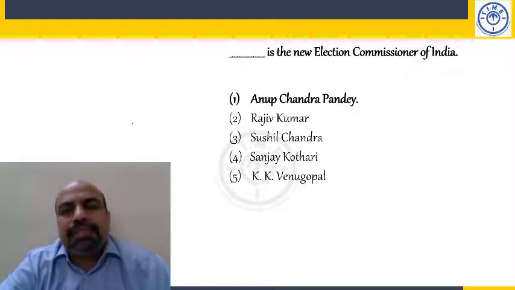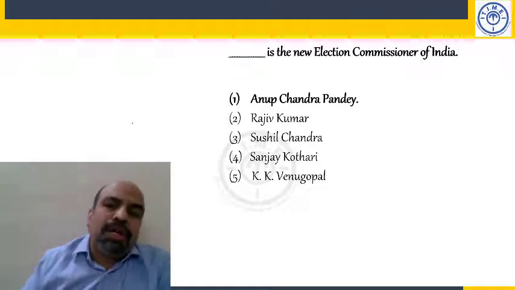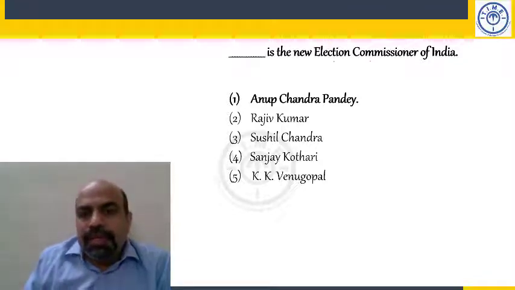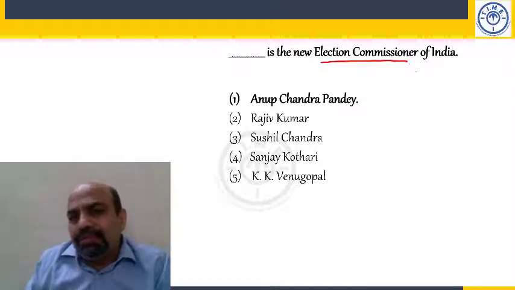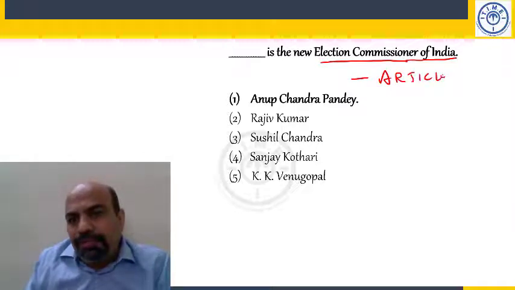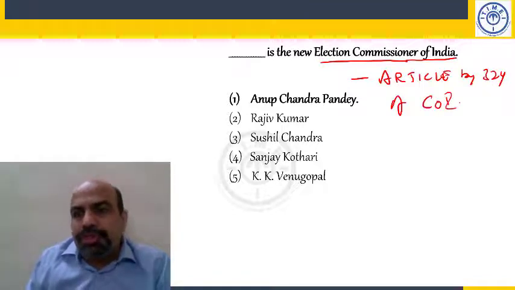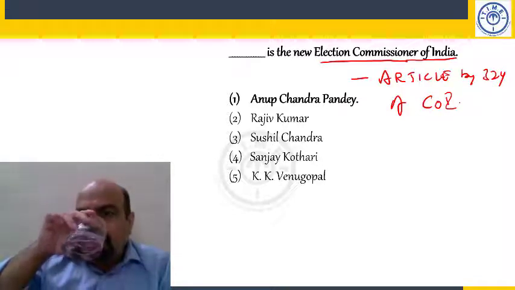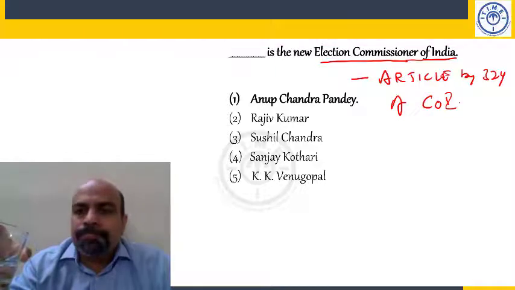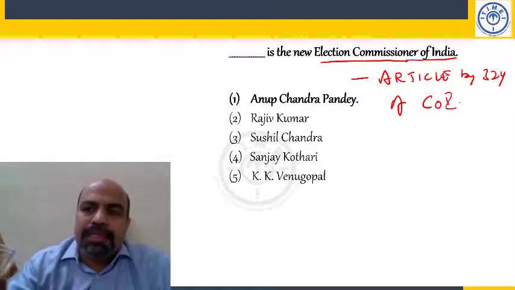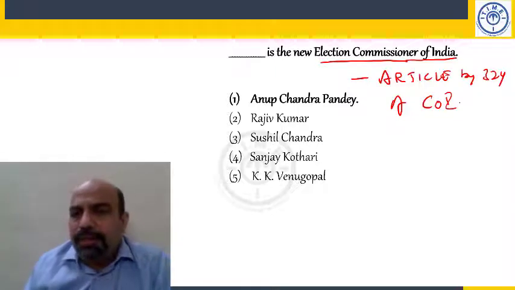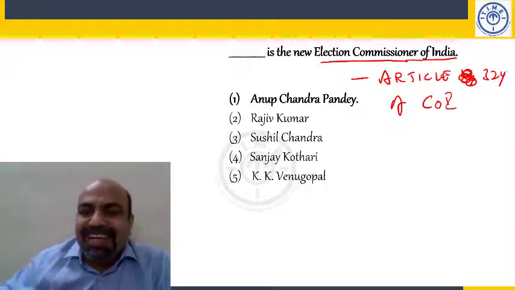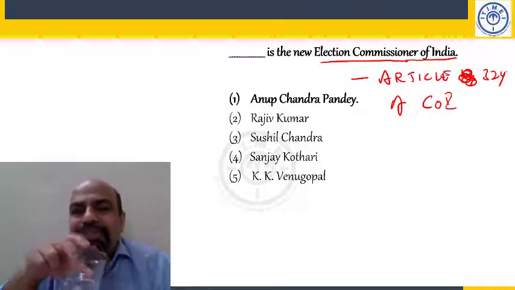The new Election Commissioner of India is Anup Chandra Pandey. See, you could write this. Election Commission of India. Governed by Article 324 of the Constitution of India. Hey, I made a mistake. Governed by Article 324 of the Constitution of India.